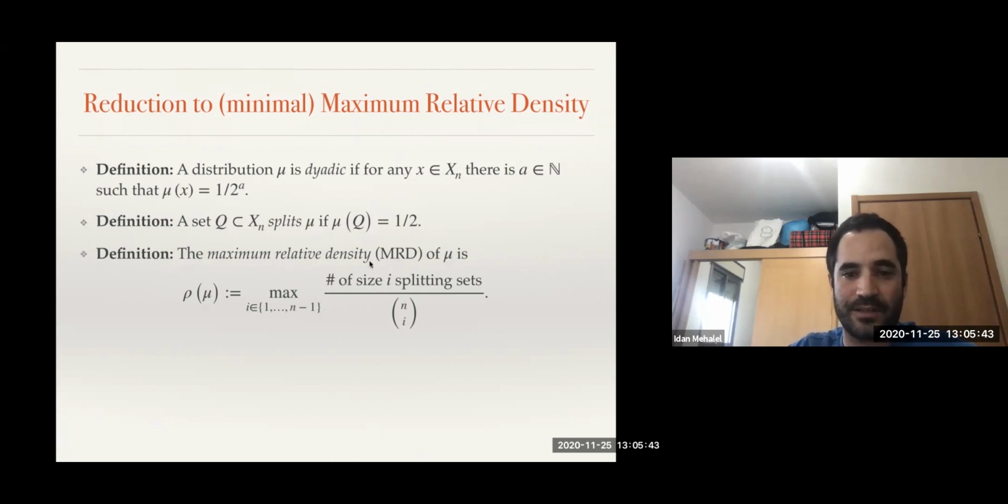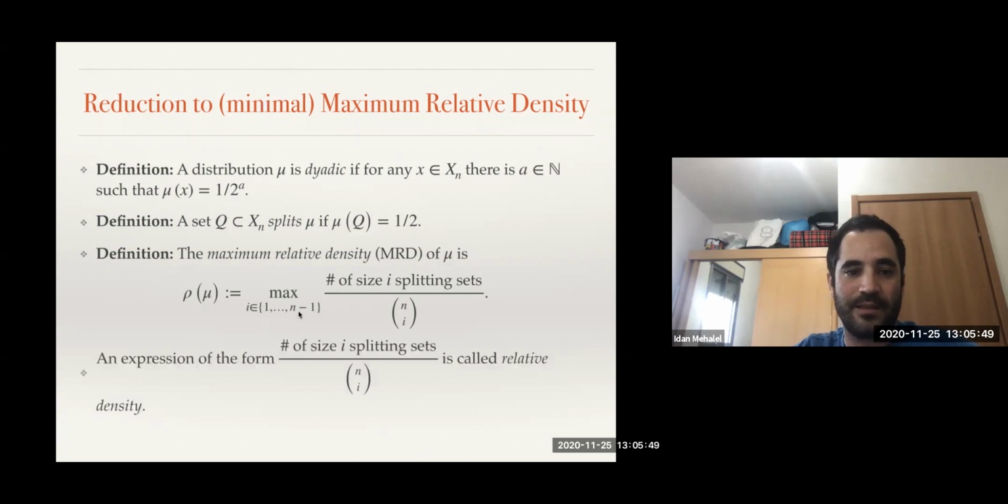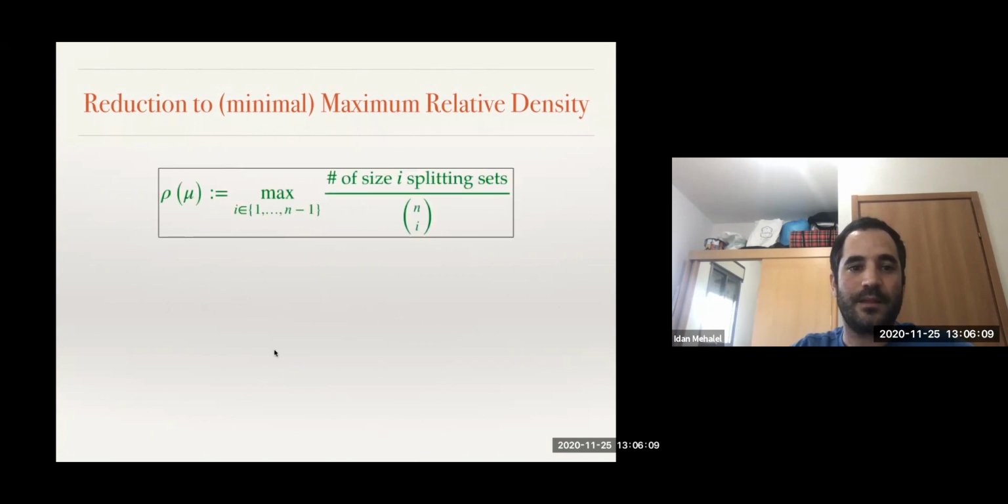So this definition is defined on a dyadic distribution. Okay, so this distribution mu is dyadic. And if we talk about any expression of this form, the number of size i splitting sets over all subsets of size i, we simply call it a relative density, not maximum relative density, because it is not necessarily the maximum one. So this is just a reminder of what the MRD is.